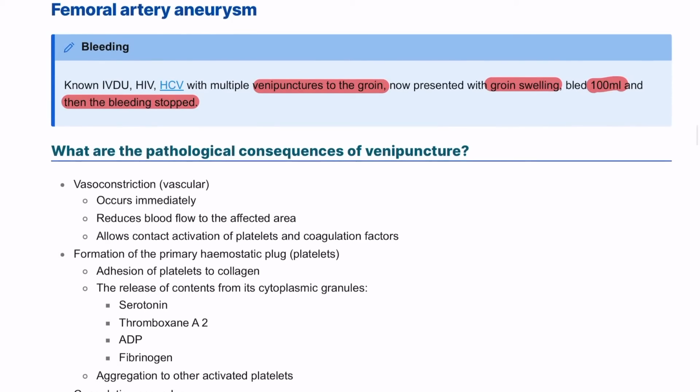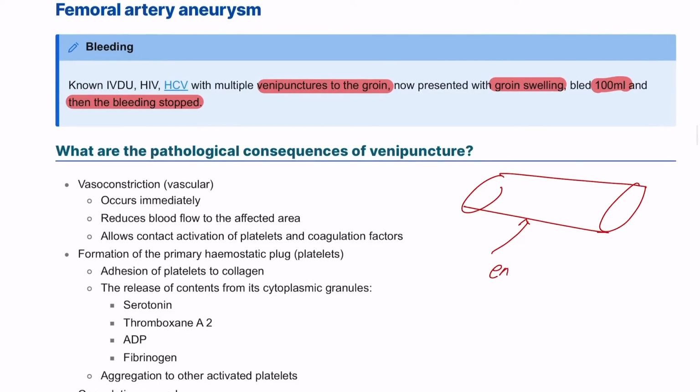What are the pathological consequences of venipuncture? Let's say this is a blood vessel, and you've done a venipuncture. That will lead to endothelial injury at the beginning. When this happens, it will lead to vasoconstriction due to the release of vasoactive substances, specifically thromboxane A2. After that release, the platelets' role will come.